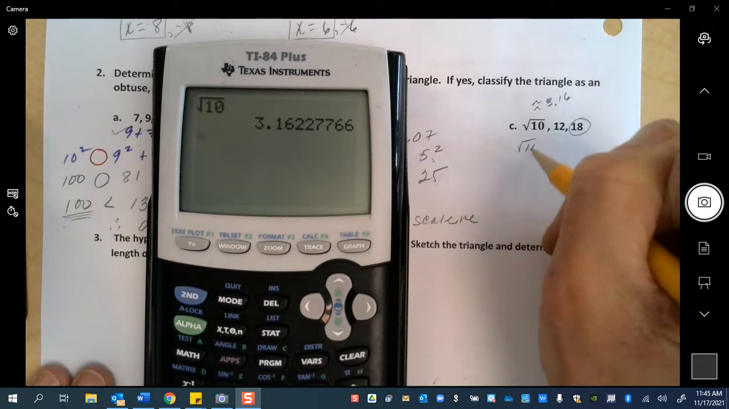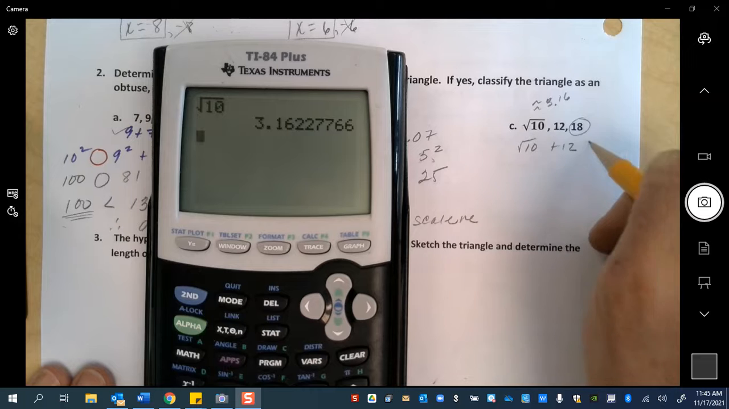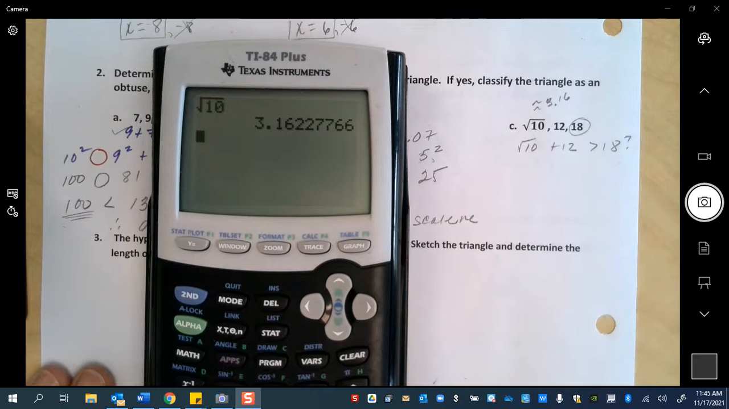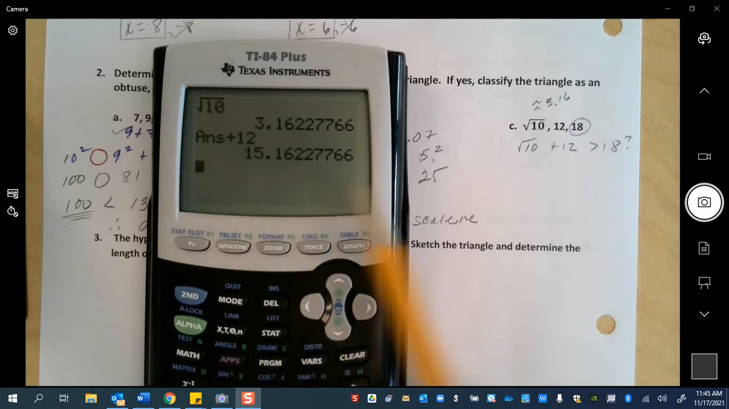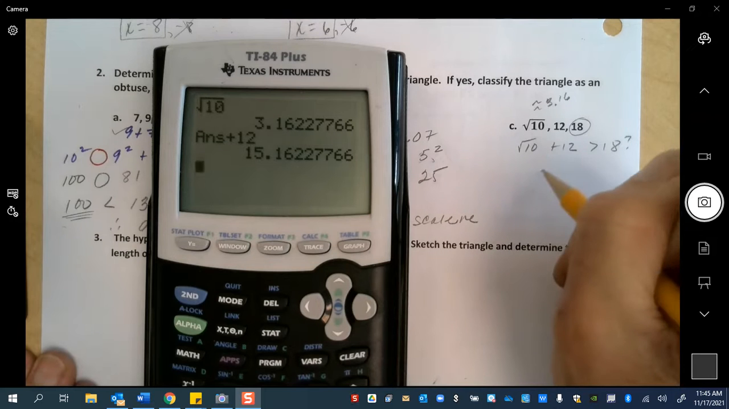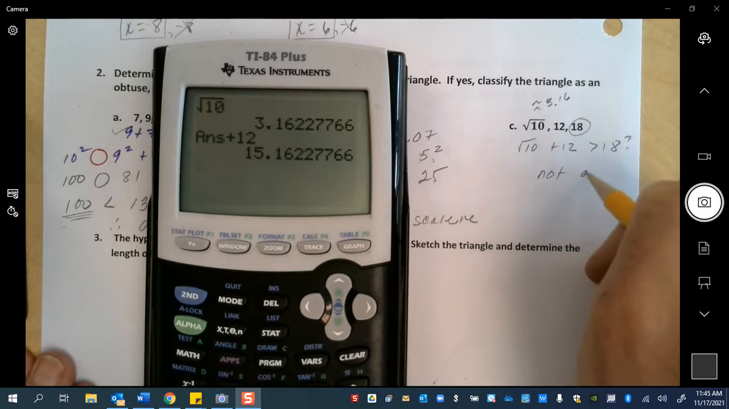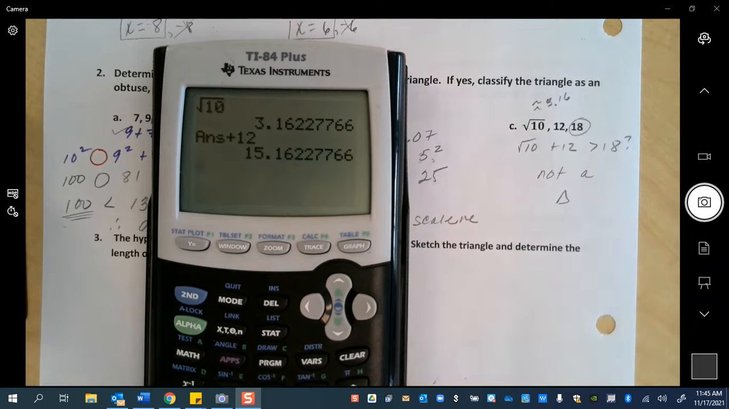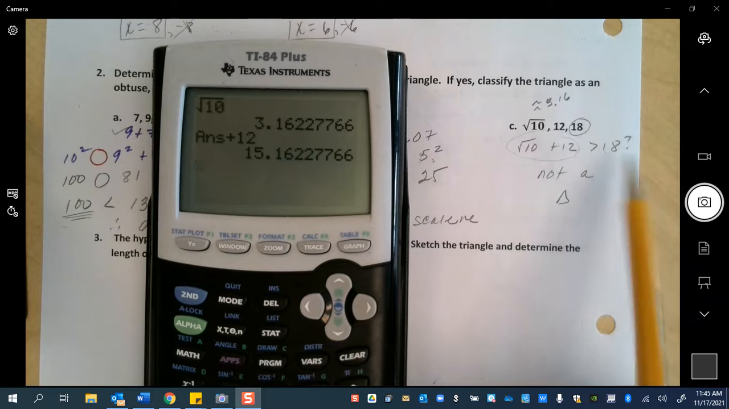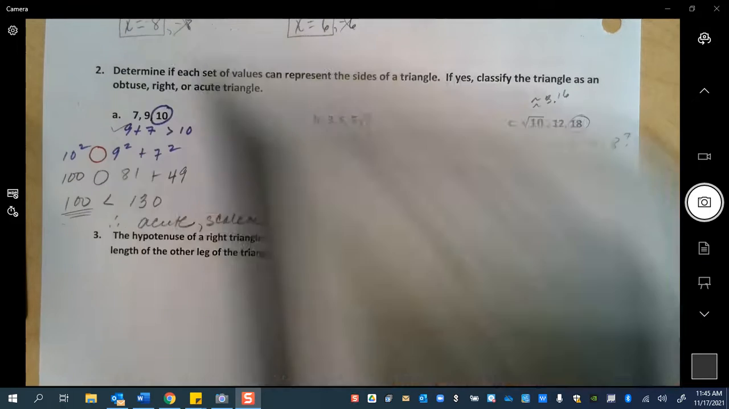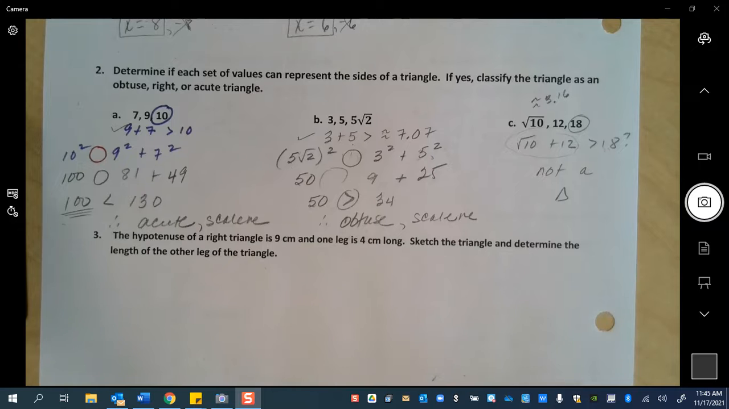So is the square root of 10 plus 12 greater than 18? So here's the square root of 10. If I add that to 12, is that bigger than 18? No. So guess what? This one is not a triangle. Until I have the sum of my two smaller sides bigger than my third side, I know I don't have a triangle. That's why it's important to check that each time.